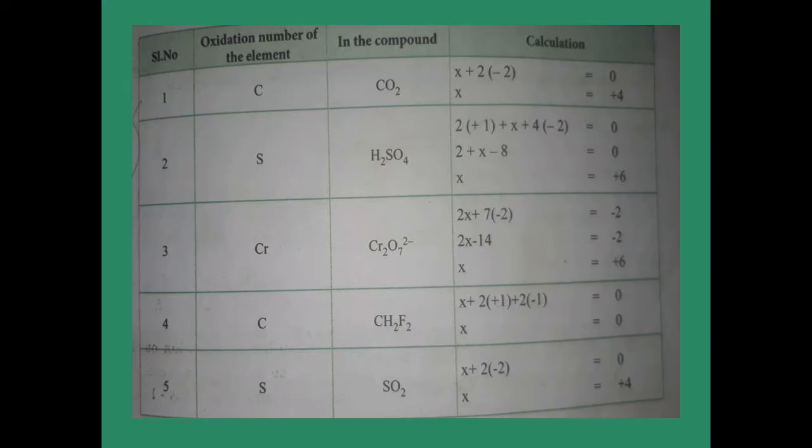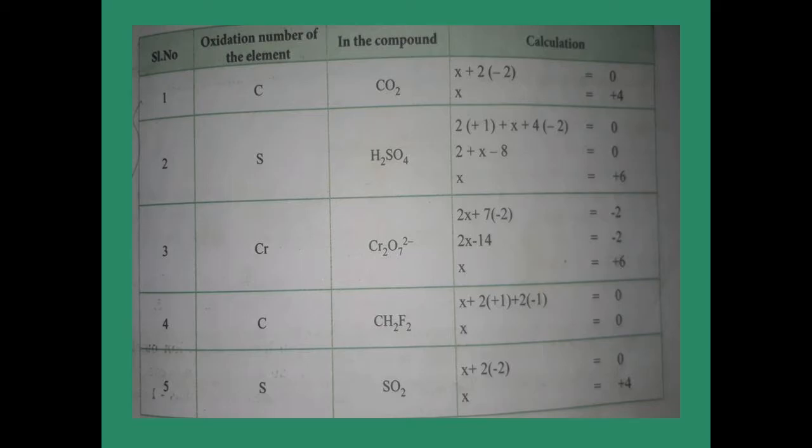Next carbon in difluoromethane. Here the formula is CH2F2. Here the carbon is X and then 2 into hydrogen oxidation number +1, so 2 into +1, and fluorine oxidation number is -1, so 2 into -1 equal to 0. It is a molecule, so equal to 0. After calculation we get the X value 0. So here the oxidation number for carbon is 0.